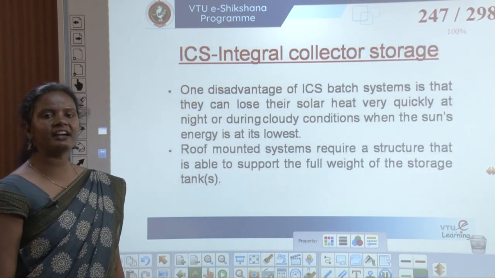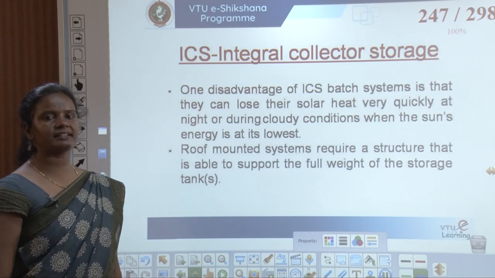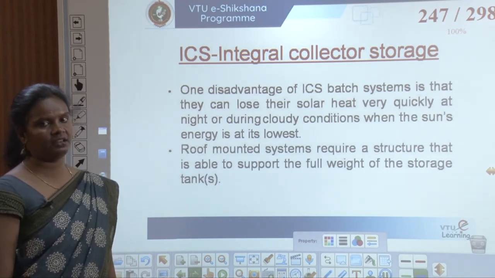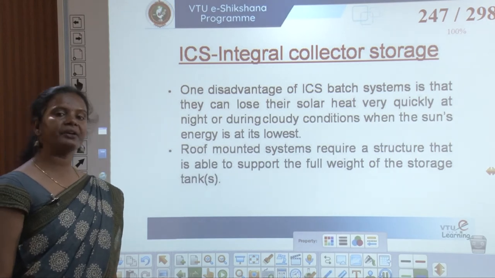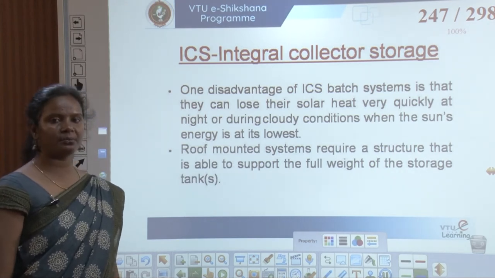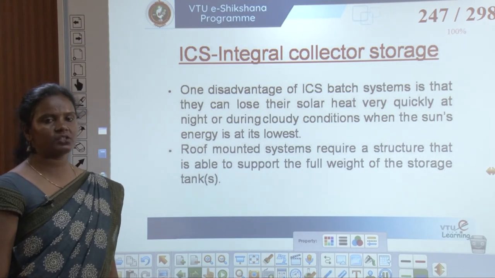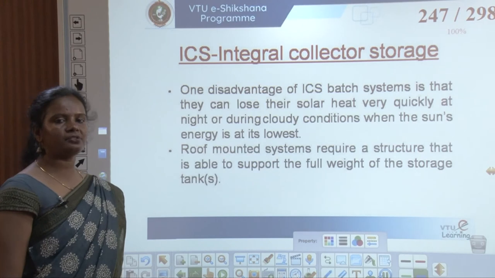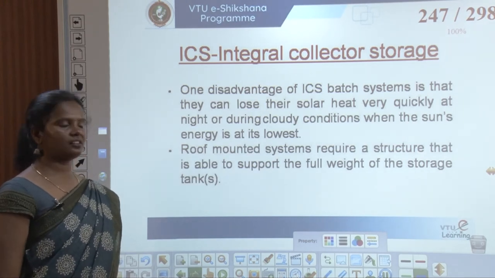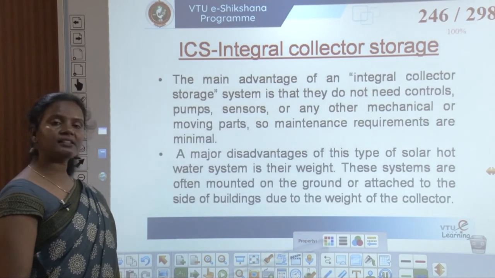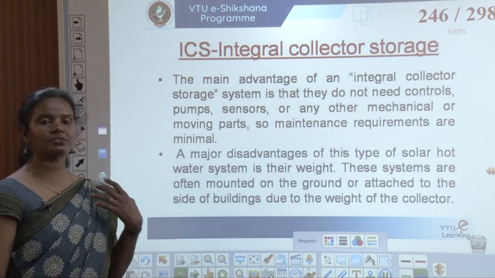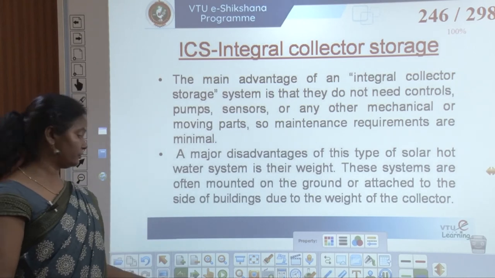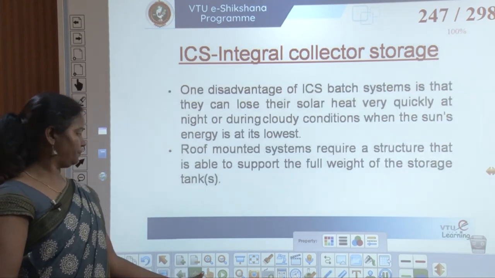One disadvantage of ICS batch systems is that they can lose their solar heat very quickly at night or during cloudy conditions, so this is not suitable when the sun's energy is at its lowest. Roof mounted systems require a structure that is able to support the full weight of the storage tank. Now if we are mounting this onto the floor or a wall, the structure should be so strong that it has to bear the weight of the equipment.